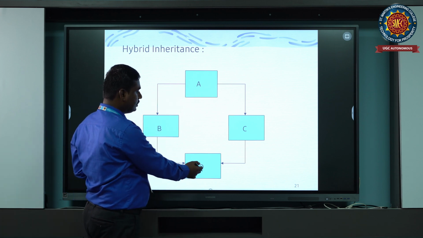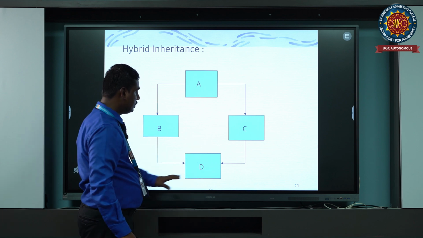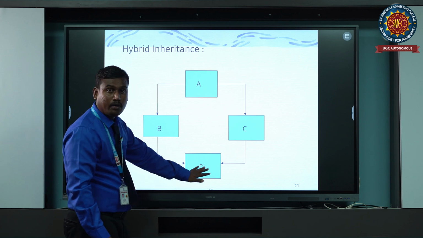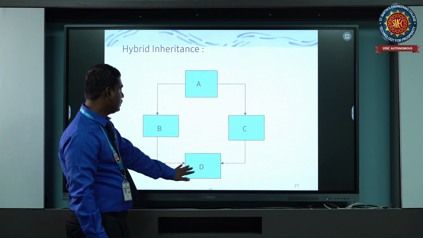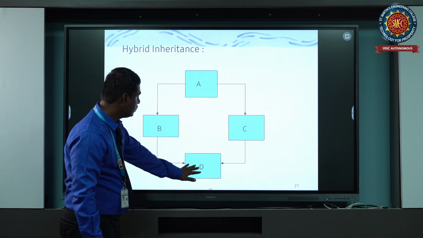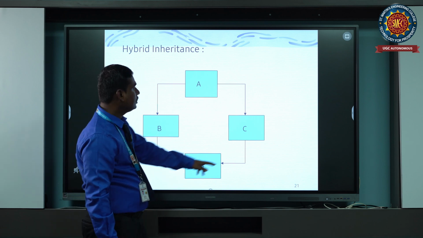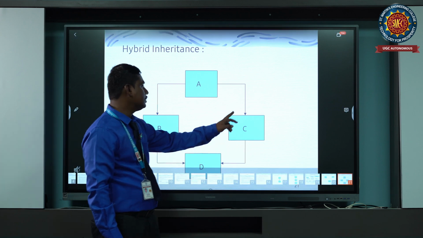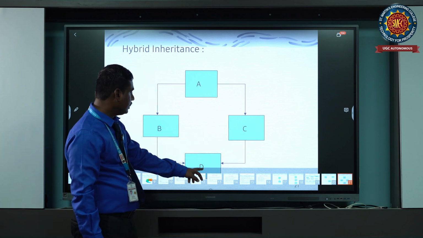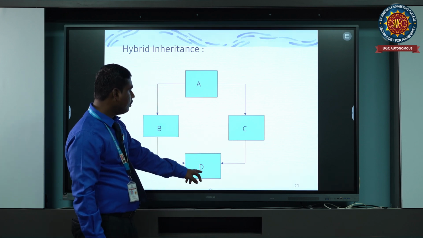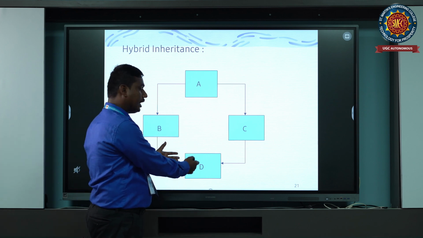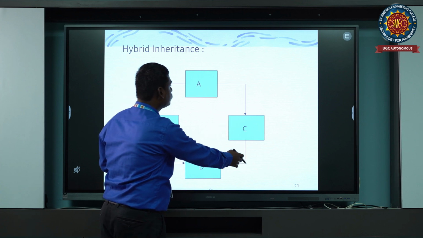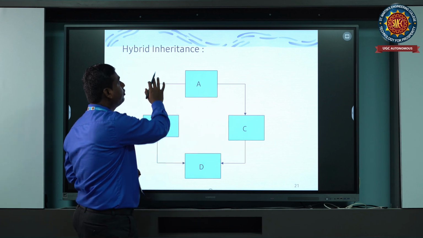What is D? This is the hybrid inheritance. D also has its own data and attributes, but D accesses both B and C. B's own data and functions and C's data and functions are accessed by D. This D class accesses both B and C data and functions, and also A. This is the hybrid inheritance.